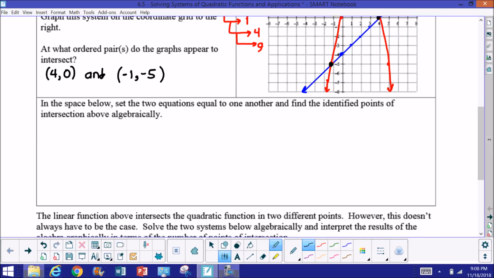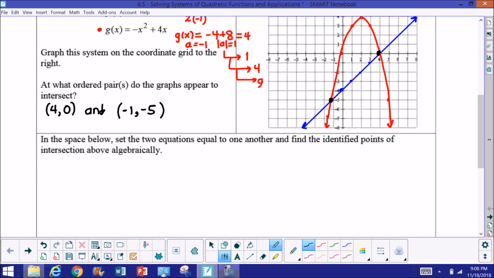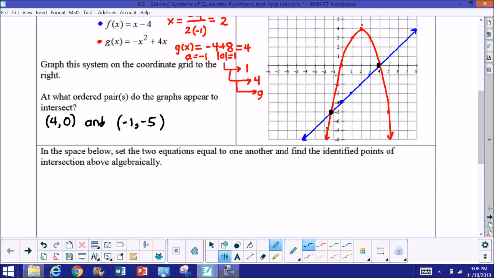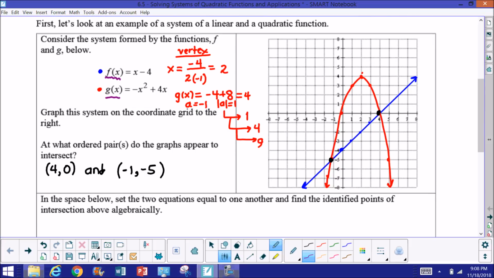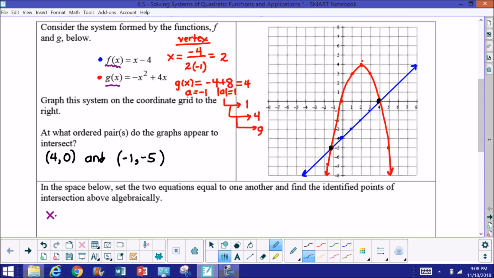So we're going to look at an algebraic approach, and that's what this box below is talking about. Set the 2 equations equal to each other and find the identified points of intersection. Because these 2 equations are each equivalent to some form of a y, f of x and g of x, those are like our y's, we essentially are allowed to take the 2 expressions on the right side of each equation, x minus 4 and negative x squared plus 4x, and set those equal to each other.